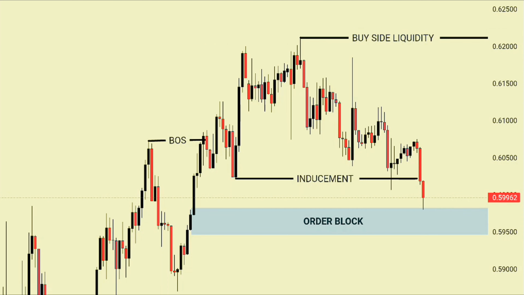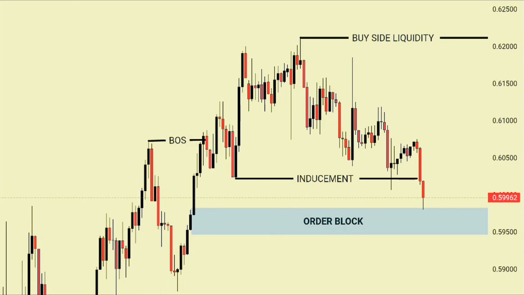Buy-side liquidity refers to the area where buy stops and pending buy orders are resting above previous highs. Retail traders think these highs are resistance levels, but smart money sees them as liquidity pools. The market's job is to collect liquidity. So, after sweeping the inducement and tapping into the order block, price naturally moves upward toward the buy-side liquidity. Remember, the market always moves from liquidity to liquidity.